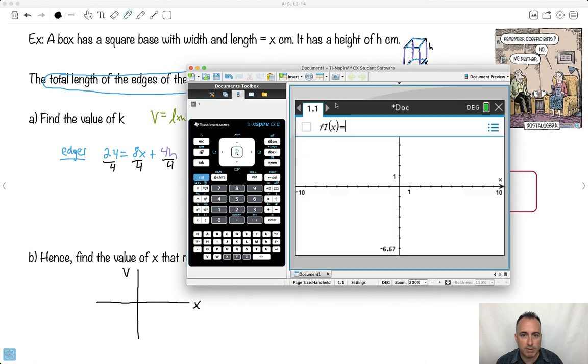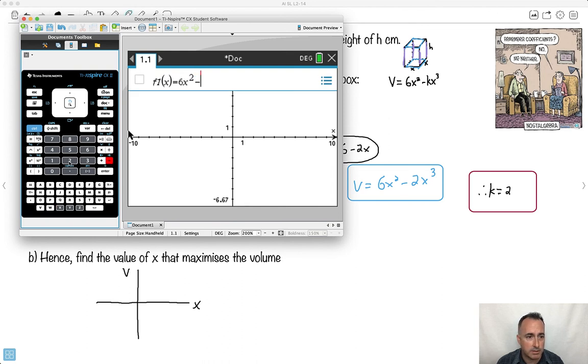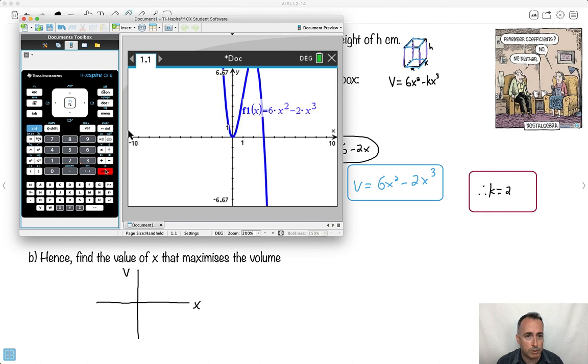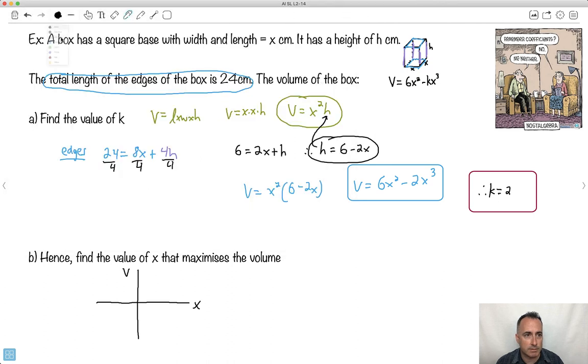So I'm going to get a new graph. I'm going to do that equation. So 6x squared minus 2x cubed. Boom. So what do I have here? A graph that goes like this. I'm going to attempt to just sketch this real quick, okay? So just so you know, I'm going to try to do it so it goes something like this.